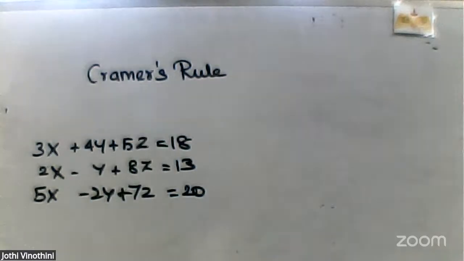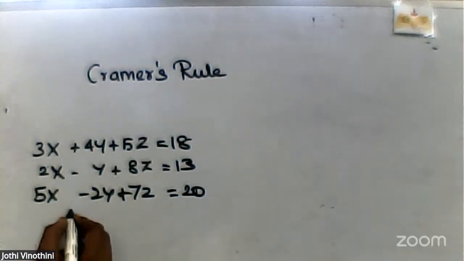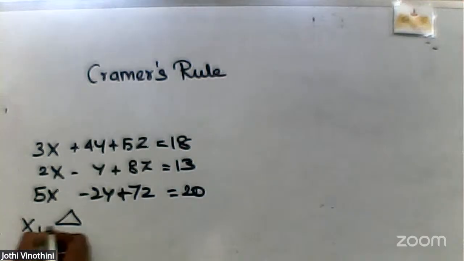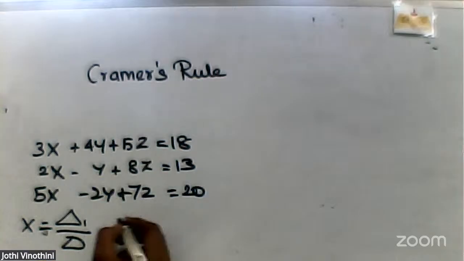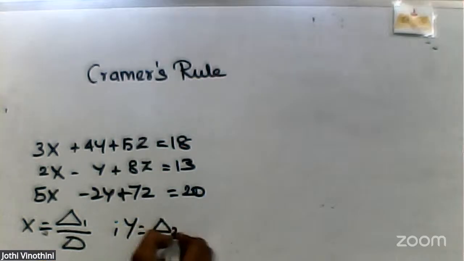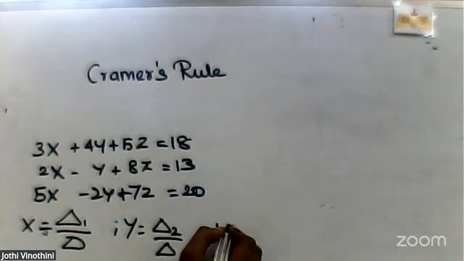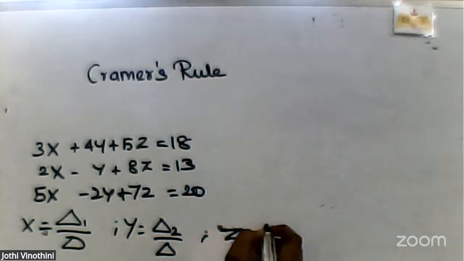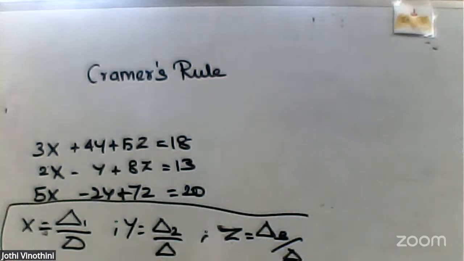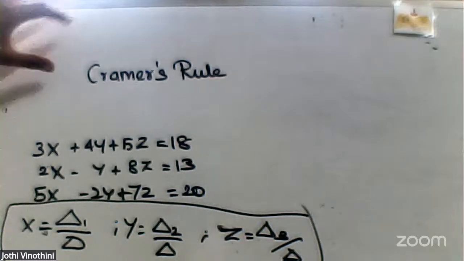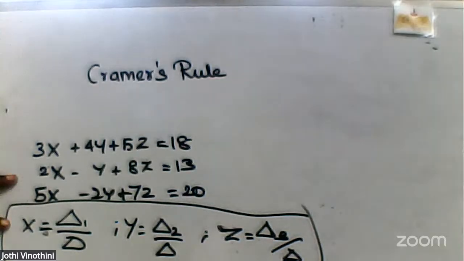So, what is Cramer's rule? Cramer's rule is x equals del 1 by del, and y equals del 2 by del, and z equals del 3 by del. So this is Cramer's rule, right? Right. So in the question they provided three linear equations and asked us to solve this using Cramer's rule. This is Cramer's rule. Right. How are we going to do this?